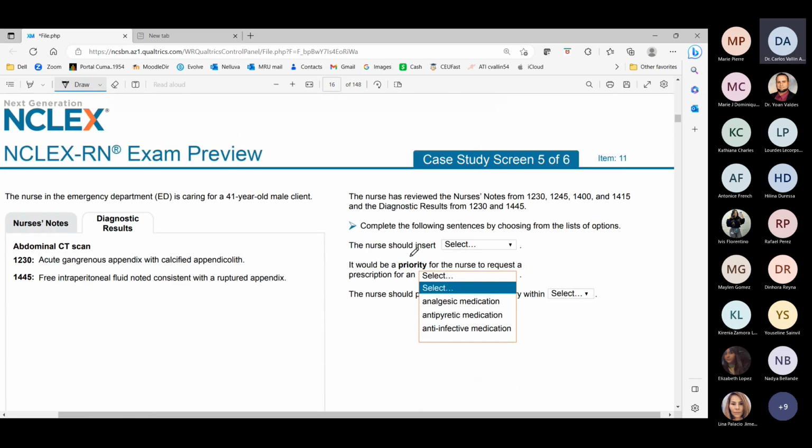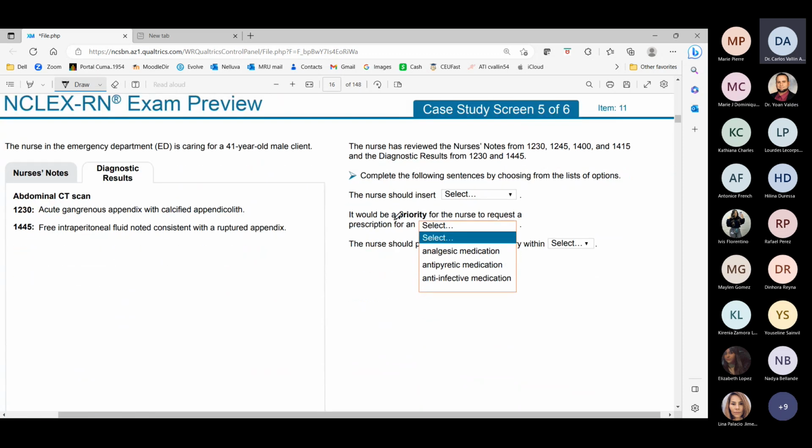The next question says it will be a priority, with the word priority in boldface, for the nurse to request a prescription of an analgesic, antipyretic, or anti-infective. So what is the priority? The pain, the fever, or the infection? Obviously, it is the infection. The patient has peritonitis, so the antibiotic is the priority.